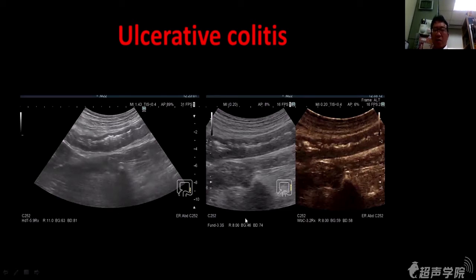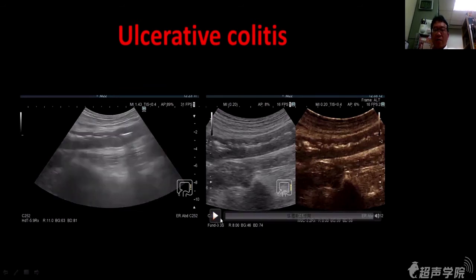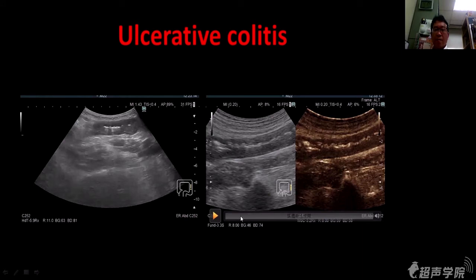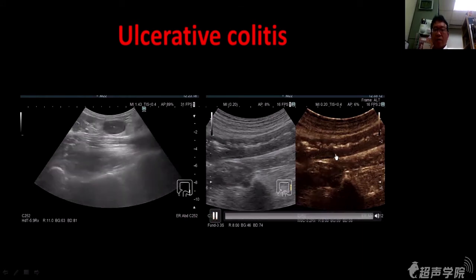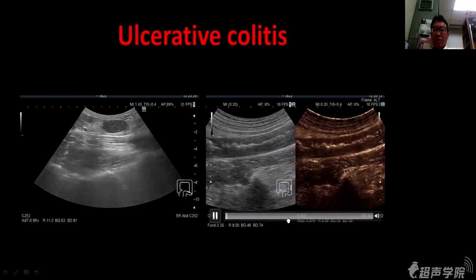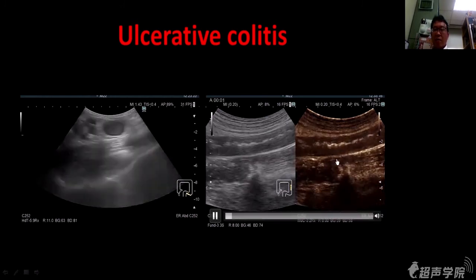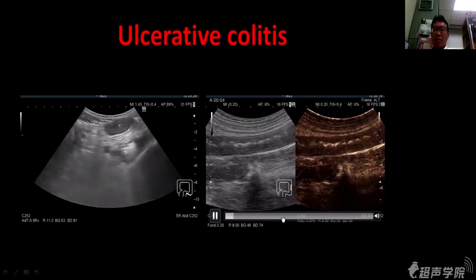And after the injection of contrast, we can see there is a lot of contrast.